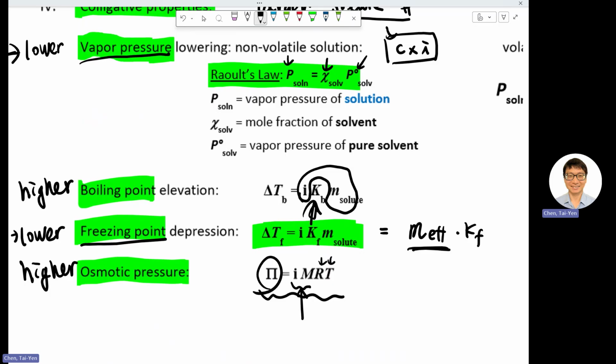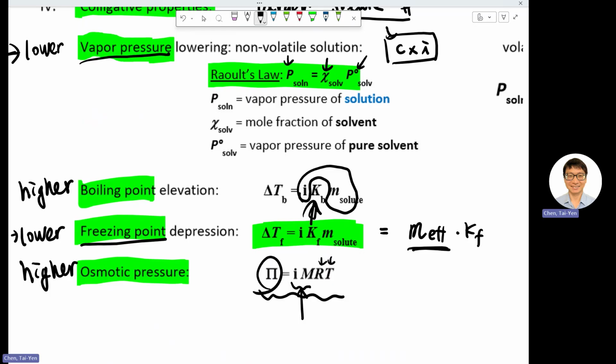Every time you see pressure, whatever it is, as long as it's about gas, the R that you use must have the atm terms. Is that clear? Because many students actually use the wrong R for their calculation. As long as it's about gas, use the 0.0826 for your calculation. Okay.